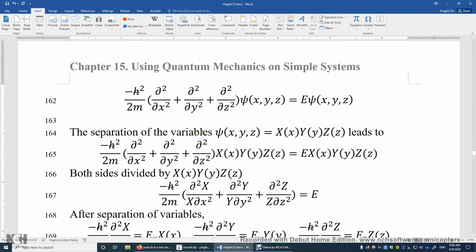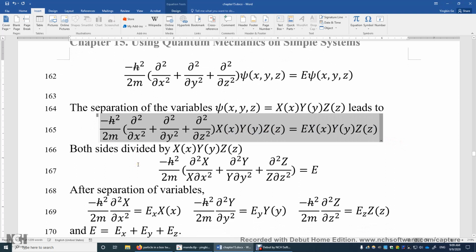And now we try to separate the variables. Again, we set psi to be a function of x times a function of y times a function of z. The physical meaning is this: the motion, the position of the particle in the x direction is independent of those in the y or z directions. Now we replace psi in the Schrödinger equation with the product of X, Y, and Z, and then we solve this equation. How do we do that? Again, we just need to divide both sides by psi, or the product of X, Y, Z.